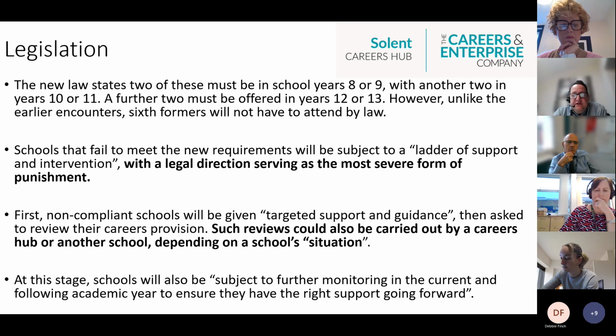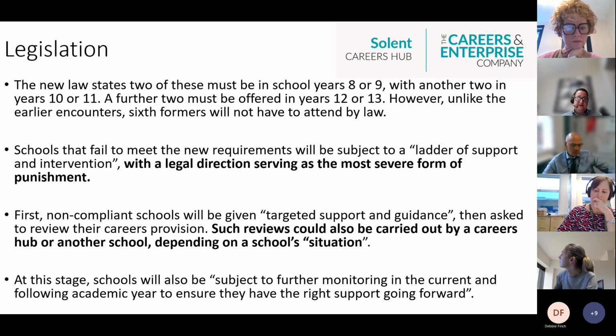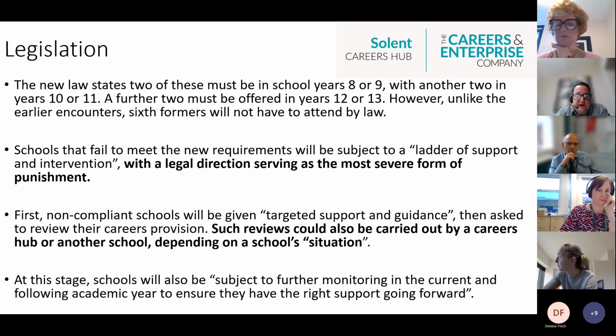Schools that fail to meet the new requirements will be subject to a ladder of support and intervention, with a legal direction serving as the most severe form of punishment. So one of the things I would say is that this change does have teeth to it. We're looking at some of the final aspects of this, but there is teeth to this legislation. So it's just making that clear. First, non-compliant schools will be given targeted support and guidance, then asked to review their careers provision. Such reviews could also be carried out by a careers hub or another school, depending on the school situation.